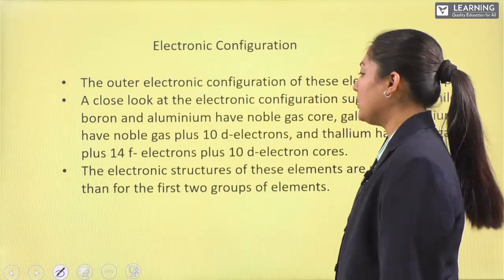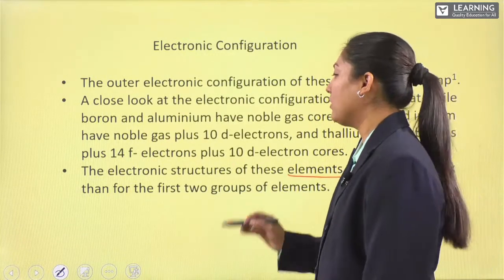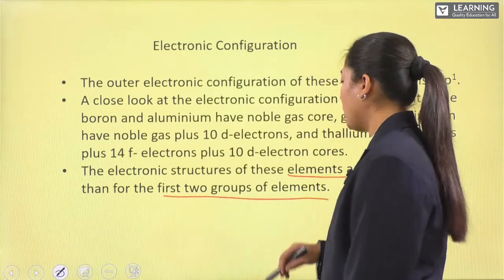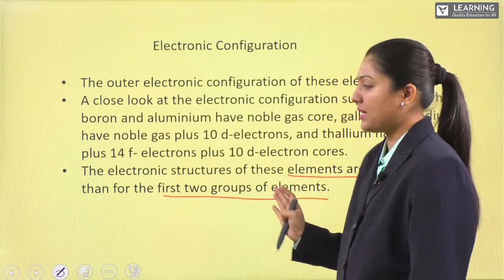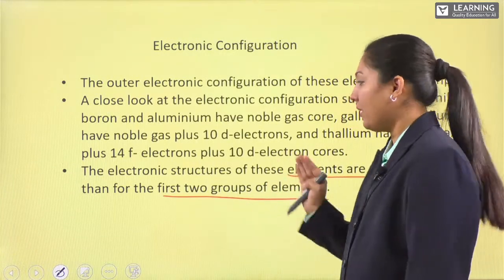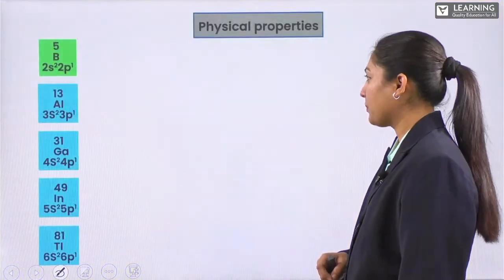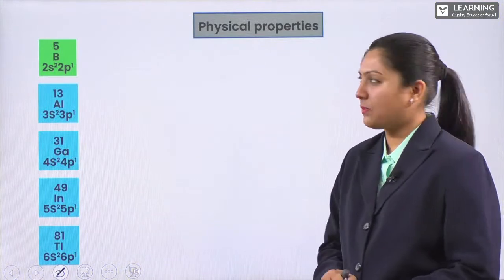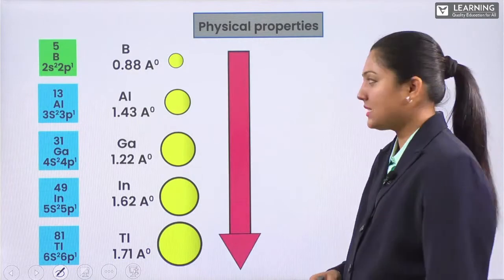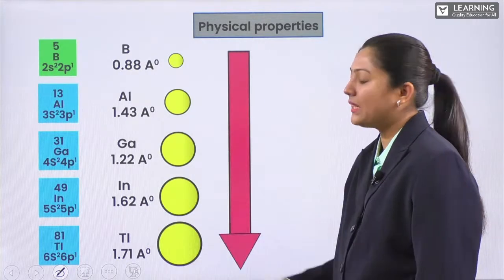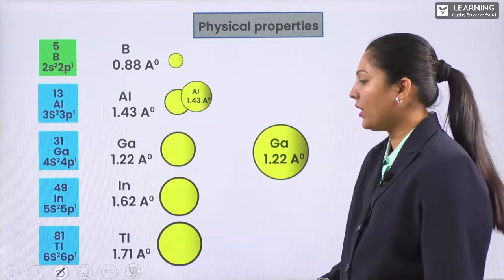Good. The electronic structures of these elements are more complex than for the first two groups of elements. When you see this, we have the first two groups as the s and p block, right? Apart from that, the electronic structures are a bit different. So for physical properties of the group 13 elements, we have atomic size, which differs down the group. It goes from 0.88 angstrom to 1.71 angstrom.